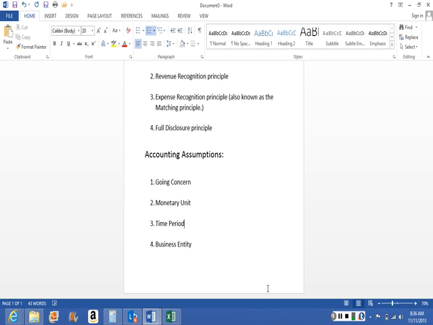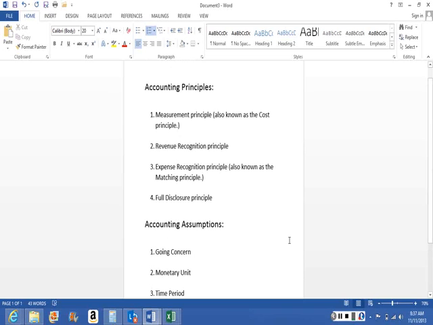And finally, the last assumption is the business entity assumption. This one is where we keep all financial information separate. So we don't commingle personal financial information with the business information. Or if we have more than one business, we don't commingle the businesses together. We keep each entity separate. And those are your 4 accounting principles and 4 accounting assumptions.